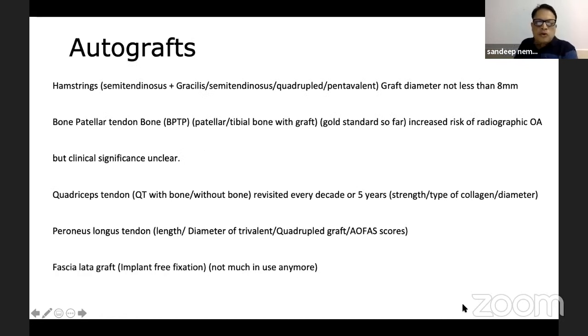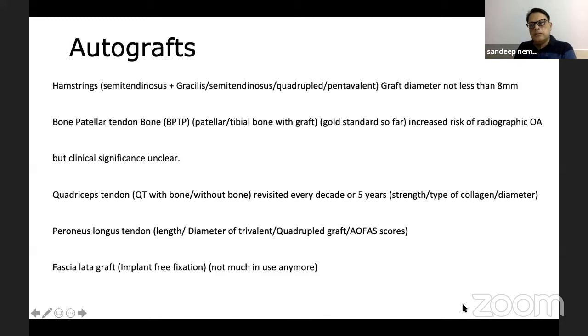When we talk about hamstrings, they can be semitendinosus alone or semitendinosus with gracilis, or it can be quadrupled, it can be a pentavalent graft. But the basic thing which is important is it should not be less than 8 millimeters, because a diameter less than 8 millimeters is associated with more failure rates. Then we have the bone patellar tendon bone. In the bone patellar tendon bone also we have a lot of variations.